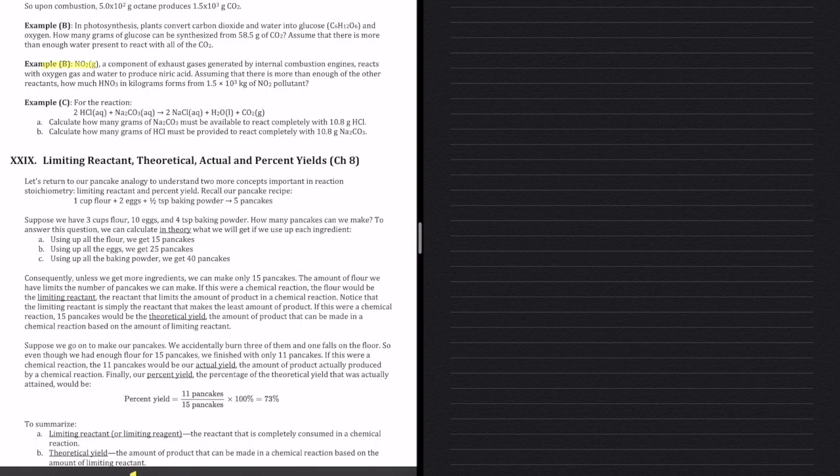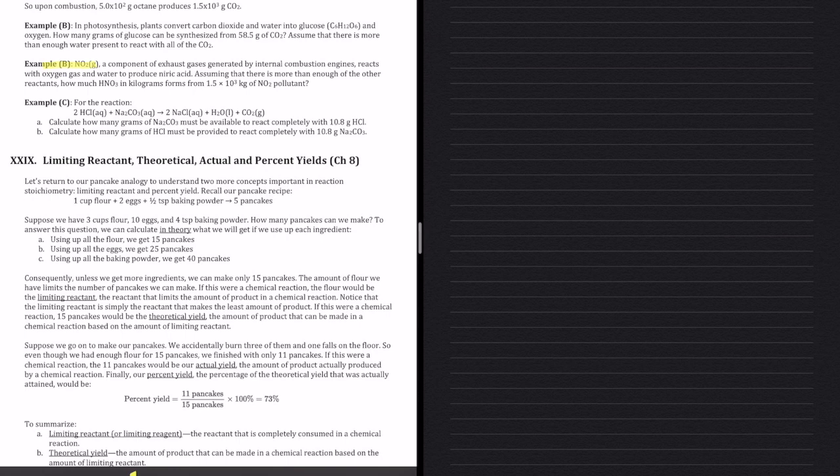So I'm going to work on this example where it says you have a gas, NO2, that's a component of exhaust gases generated by an internal combustion engine, which is like your car, for example, and then it reacts with oxygen and water to produce nitric acid. There's a typo there, it should say nitric acid. Assuming that there's more than enough of the other reactants, how much HNO3, which is nitric acid, in kilograms forms from 1.5 times 10 to the third kilograms of the NO2 pollutant?